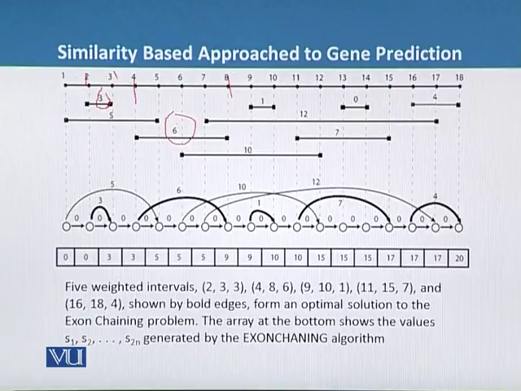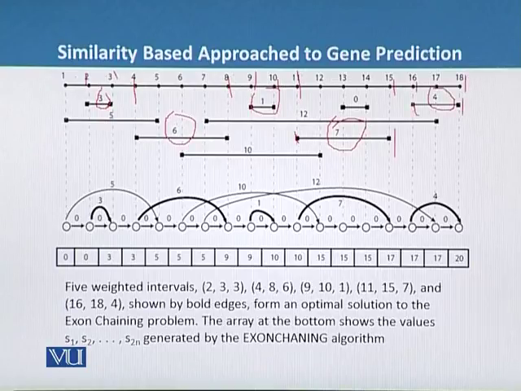The third starts from 9, ends at 10 and has a weight of 1. So we'll write 9, 10, 1. The fourth starts at 11 and ends at 15, and it has a weight of 7. So we'll write 11, 15, 7. And the last one starts from 16, ends at 18 and has a weight of 4. So we will write 16, 18, 4.